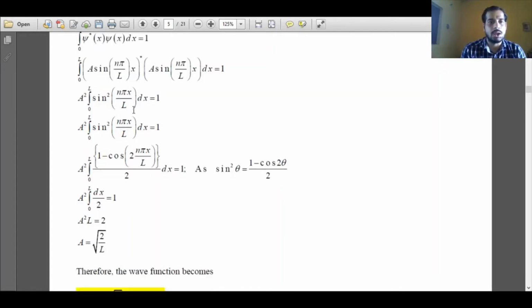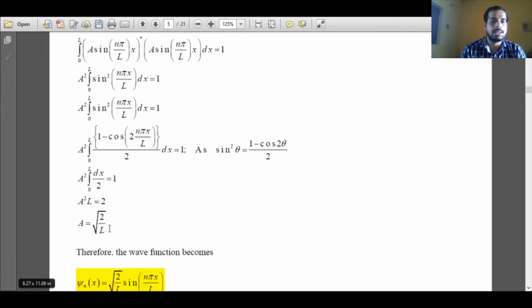There is a trigonometric identity. I'll use that identity, which goes like this: if sin squared θ is there, then I can write (1 minus cos 2θ) over 2. I'll use this identity within the integration and solve it, and ultimately I will get A equal to root over 2 over L. So my constant A becomes root over 2 over L. This is the normalization constant.